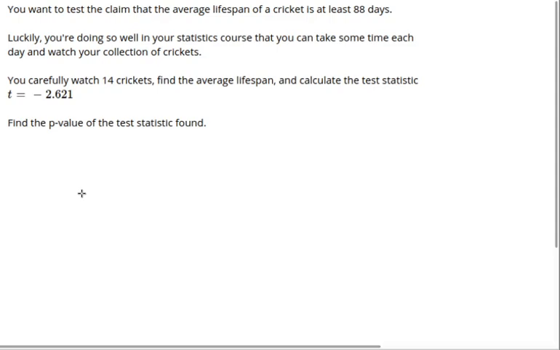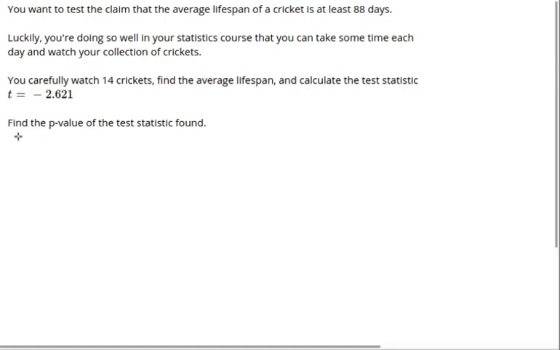You want to test the claim that the average lifespan of a cricket is at least 88 days. Luckily, you're doing so well in your stats course that you can take some time each day and watch your collection of crickets. You carefully watch 14 crickets, find the average lifespan, and calculate the test statistic as t equals negative 2.621. Find the p-value of this test statistic.